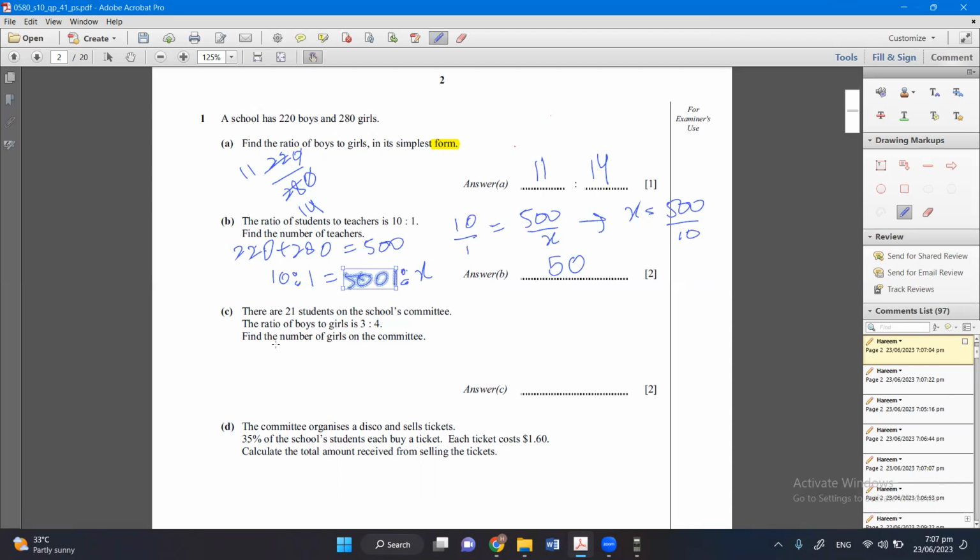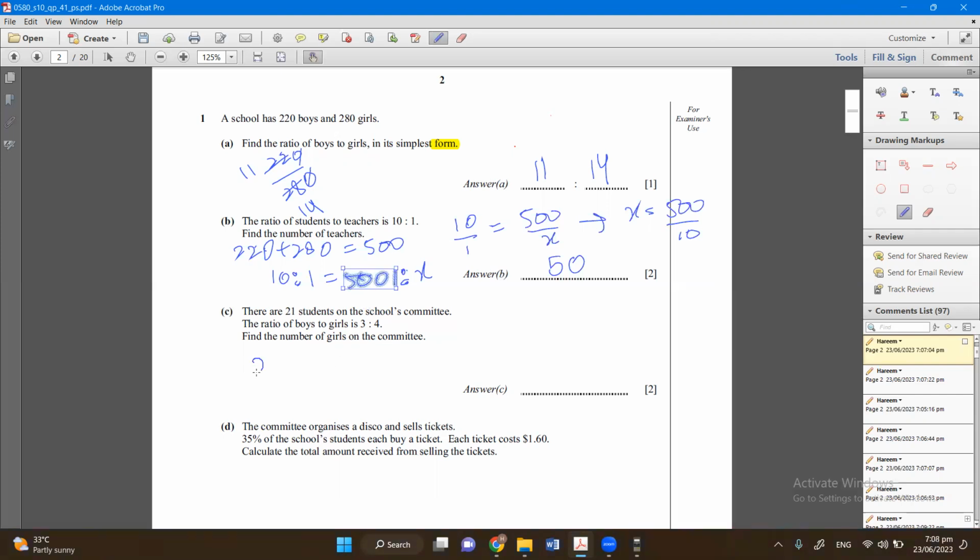Now, going to part C, there are 21 students on the school's committee. So there is a school committee in which there are 21 students, and the ratio of boys to girls is 3 ratio 4. Find the number of girls on the committee. They are saying that the ratio of boys and girls in the committee is 3 ratio 4, and the total is 21 students.